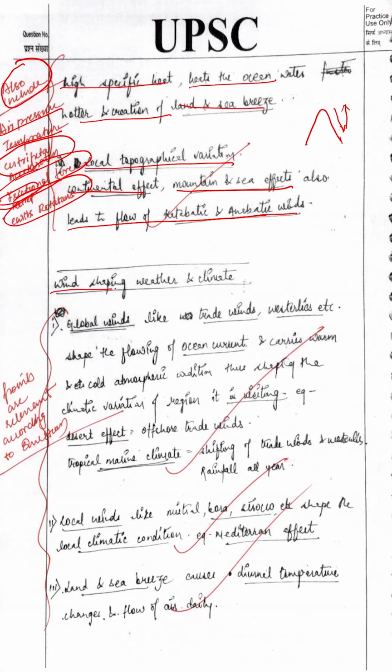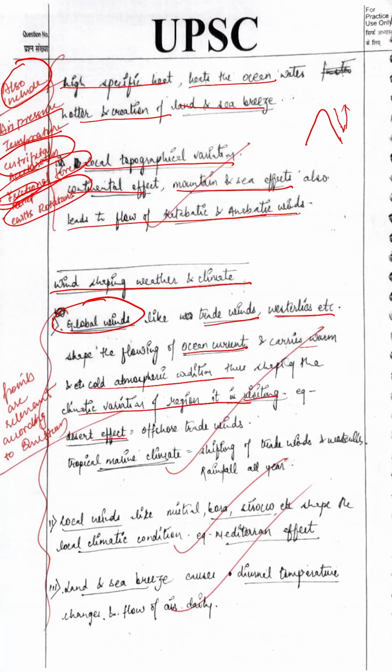Now next is wind shaping weather and climate. How the winds shape the weather and climate of the region. So first is the global winds, like the trade winds, the westerlies, etc. They shape the flowing of the ocean currents. Okay, it is quite true, it is associated with the ocean currents and carries warm and cold atmospheric conditions, thus shaping the climatic variations of the region it is visiting.